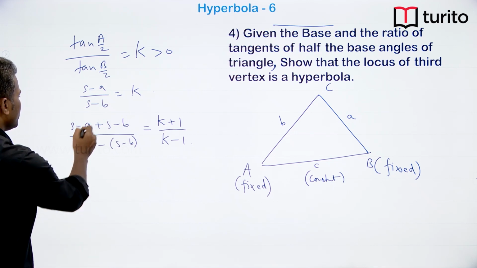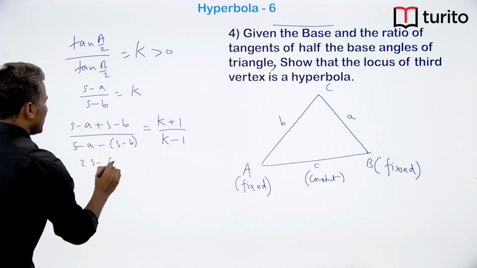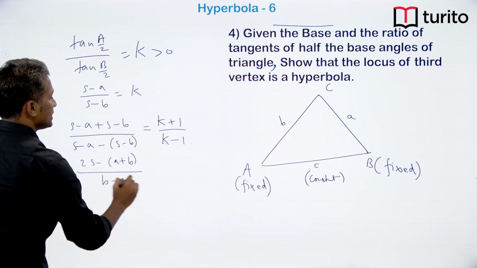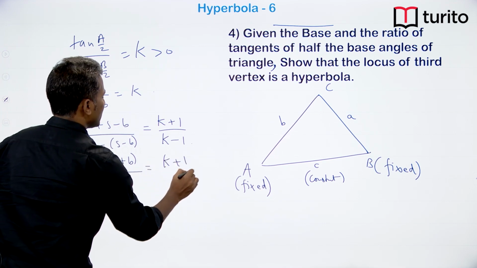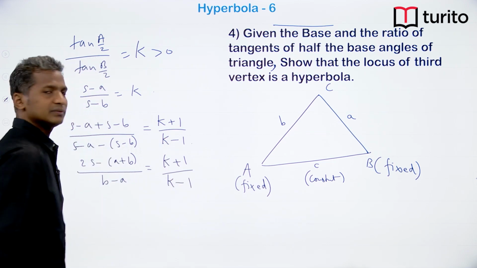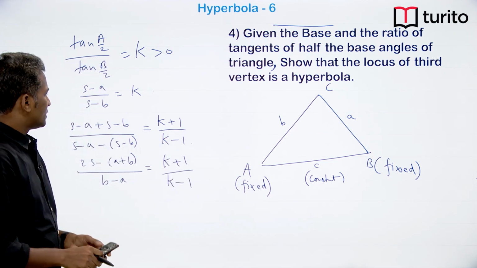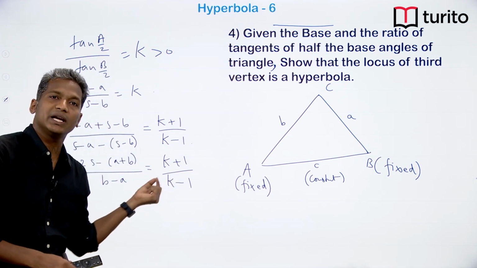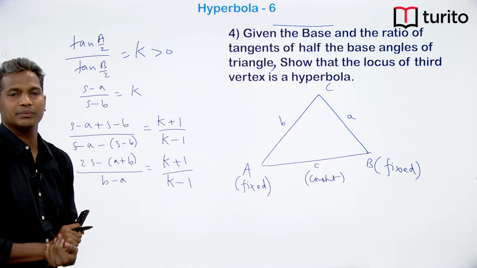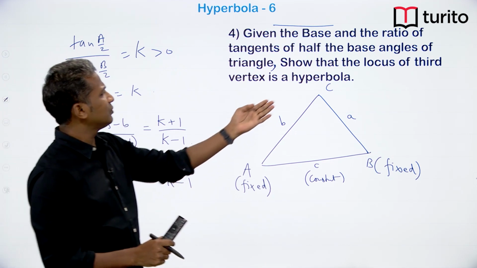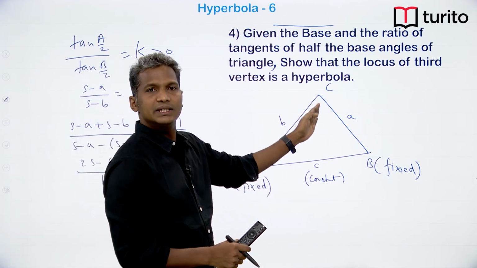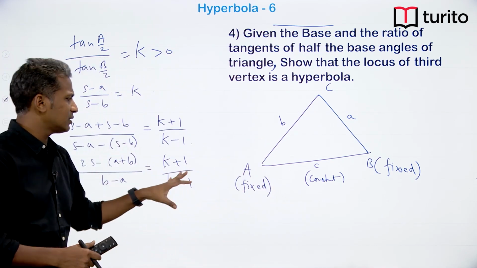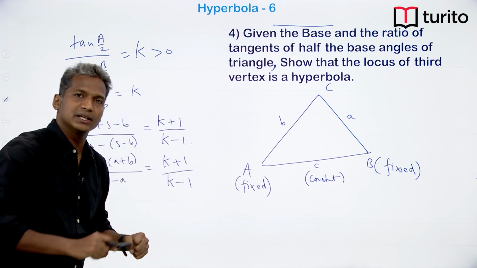Further, if you notice the numerator, it is 2s minus a plus b, and the denominator is basically b minus a, and it is going to give us k plus 1 by k minus 1. So now here if you notice, what happens when k is equal to 1? When k is equal to 1, a becomes equal to b. When a becomes equal to b, then that means C is on the perpendicular bisector. So let us just evaluate this first and then discuss it later.